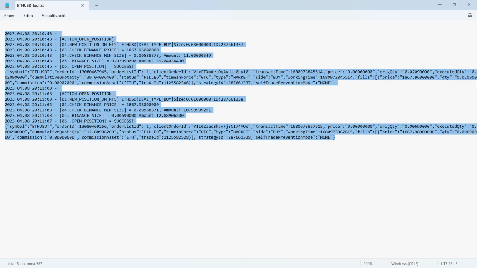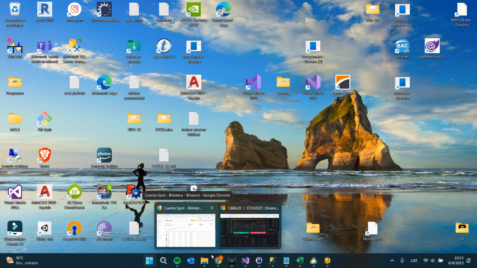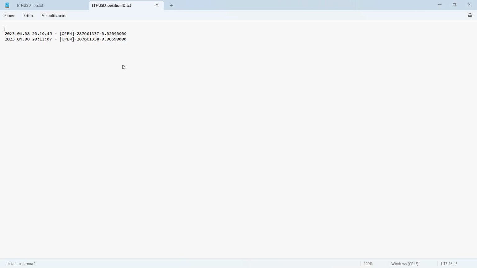If something is wrong, a message and a notification will be sent to MetaTrader, and if you have notifications enabled on your phone, with a notification. That other file, you can see the summary of the two present trades. This is open. This is the identifier of the trade on MetaTrader.